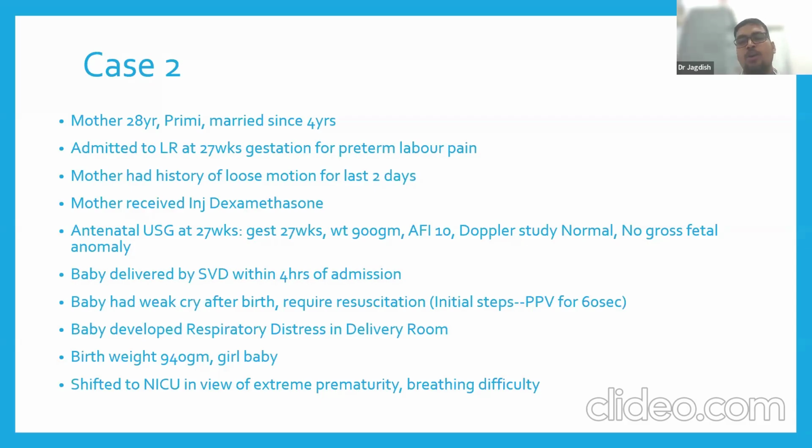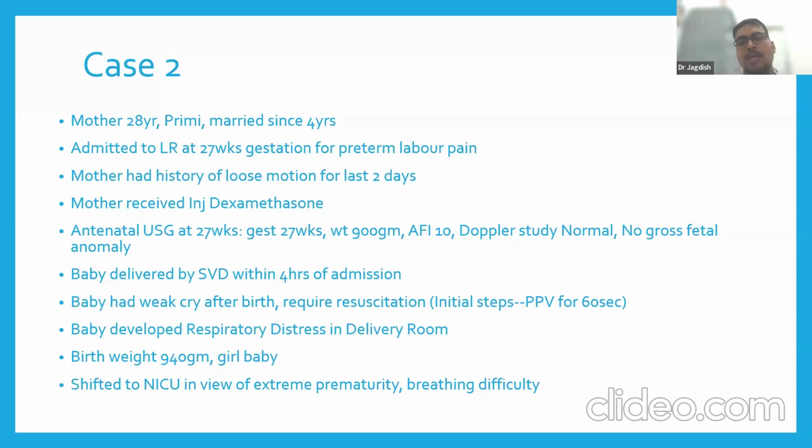A5 was normal, Doppler was normal, and there was no gross fetal congenital anomaly. With preterm labor, the baby was delivered by spontaneous vaginal delivery within just 4 hours of admission. So there was no scope of giving injection magnesium sulfate, and we could give only 1 dose of dexamethasone at the time of admission because the mother was admitted with preterm labor.